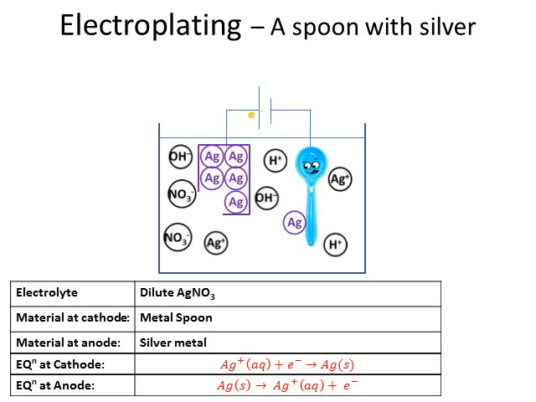The electrons flow up the wire to the battery, thus completing the circuit. So now the solution is being replenished with Ag plus ions. Therefore the reaction can continue until the anode is used up.